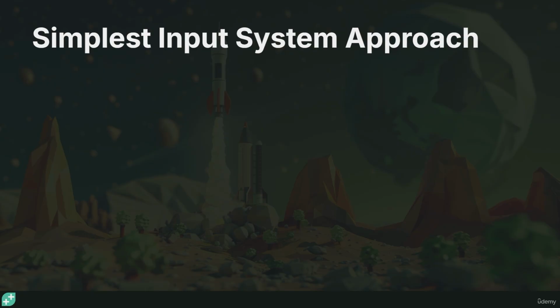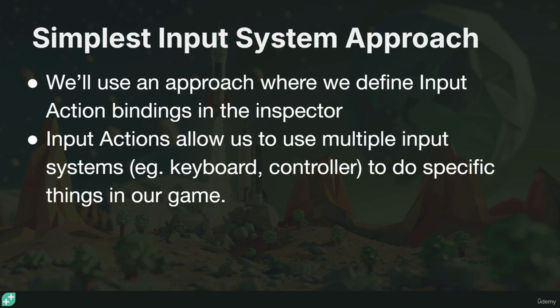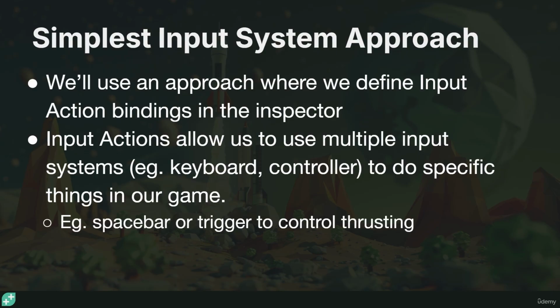What we'll implement in this project is what I think is the simplest of the new input system approaches. We'll use an approach where we define input action bindings in the inspector, and I'll show you on the next slide the step-by-step process for doing that. If you don't know about input actions, they allow us to use multiple input systems such as keyboard or controller or mouse to do specific things in our game. For example, we might have the spacebar, or we might have the controller trigger to control thrusting.